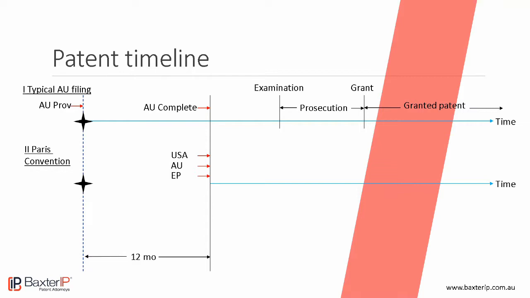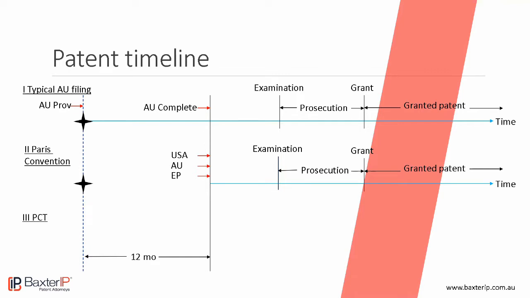So in this sense, the filing of an Australian provisional will cover you in about 170 countries, which are all the signatories to the Paris Convention, for 12 months. Now, when you go and file the complete applications in the overseas countries, this will start an examination process in each of those countries, very similar to the one described for the Australian complete, and hopefully result in granted patents in each of those countries.